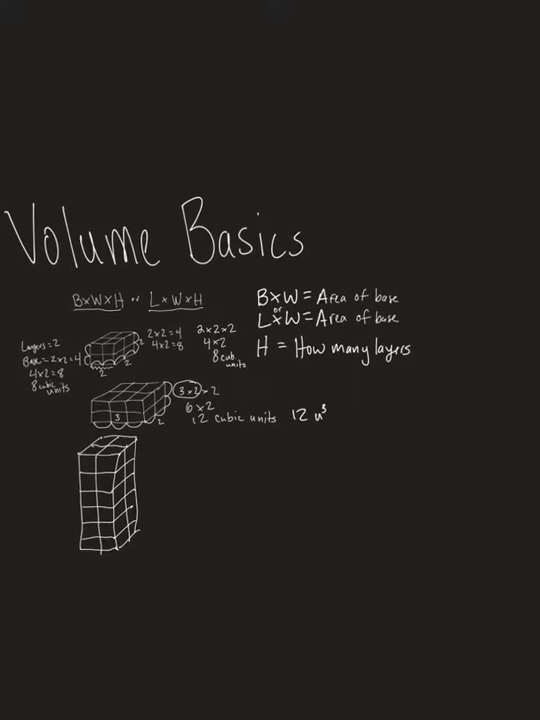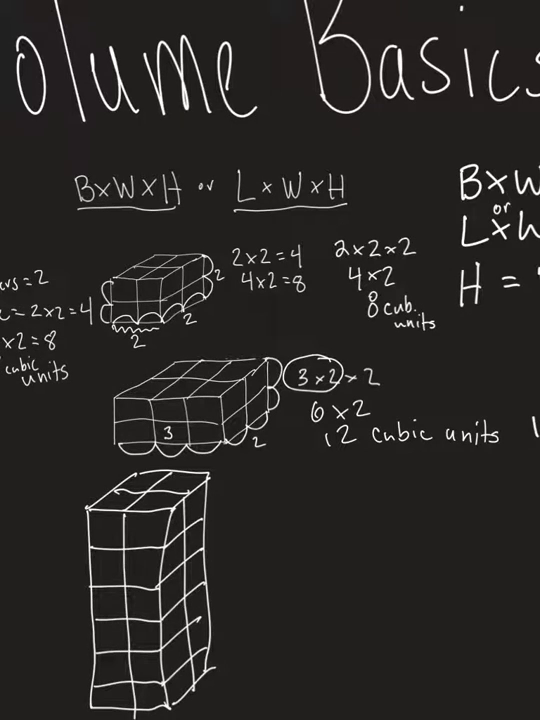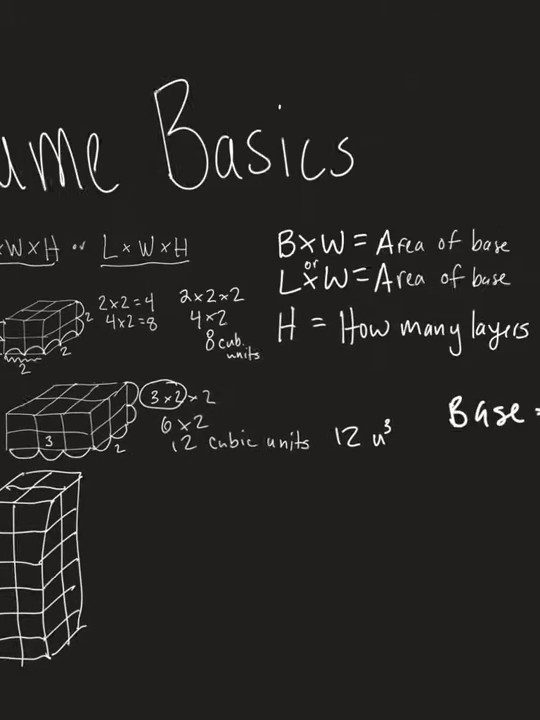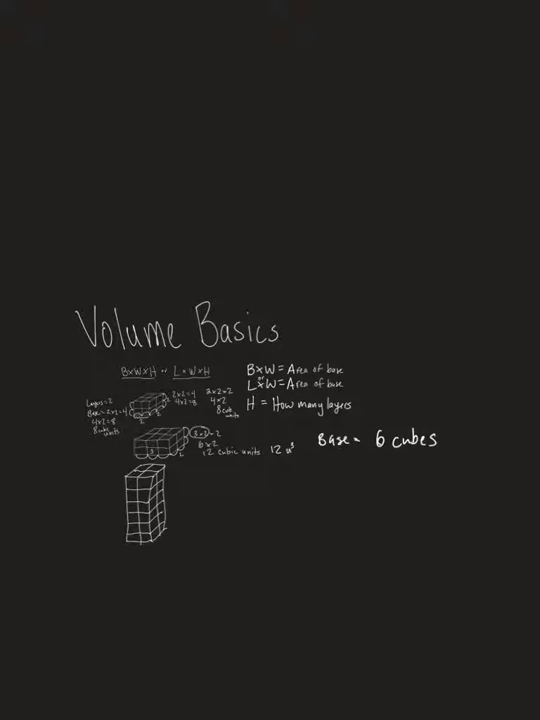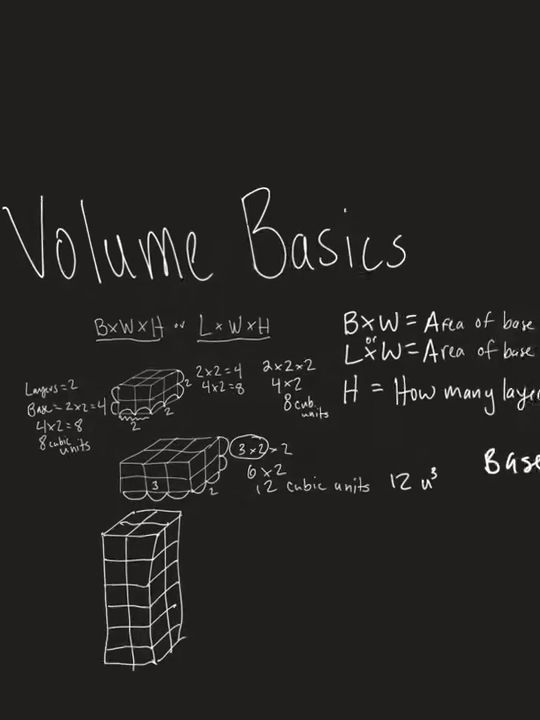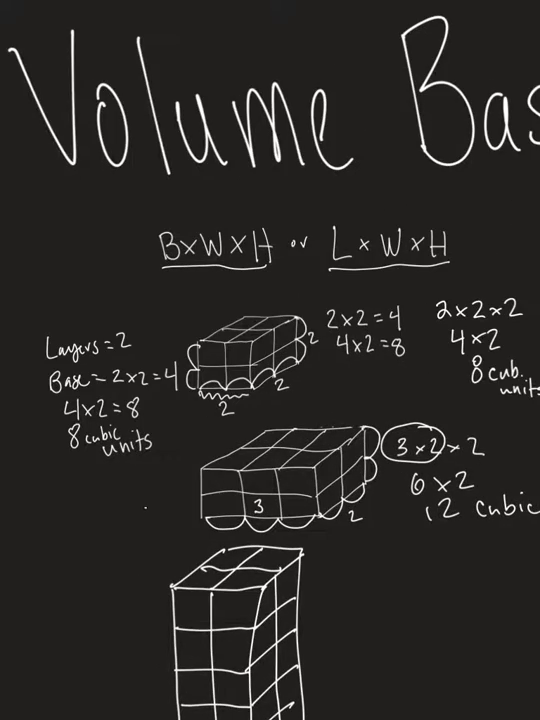If we focus on the other way, we're just trying to find the base. Okay, so the base would equal 3 times 2. So on the bottom, the base would have 6 cubes. That's where I get my 3 times 2 from. And then how many layers does it have? Here is 1 layer, and here is 2 layers.